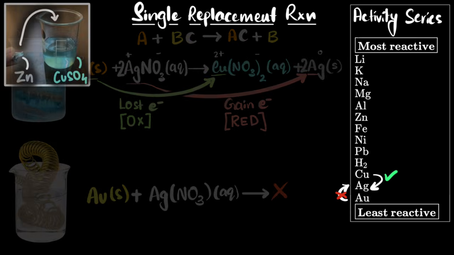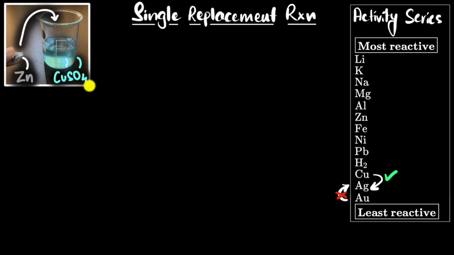For the first one, let's put zinc in copper sulfate solution. It would be a great idea to pause the video and make a prediction of what's going to happen. Use the activity series and think about whether the replacement reaction happens. And if it does, what does that reaction look like? Who's getting oxidized? Who's getting reduced? So pause and try.